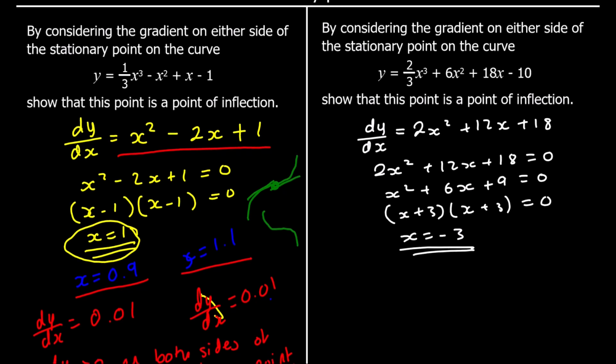How can we show it's a point of inflection? So we're going to look either side of our stationary point. So we're going to use x is negative 2.9 and x is negative 3.1. We're going to look at the gradient for each of these 2 points. So if the gradient is the same both sides of the stationary point, then it is a point of inflection.